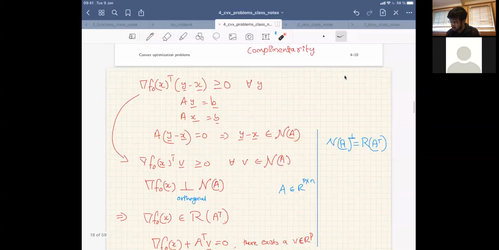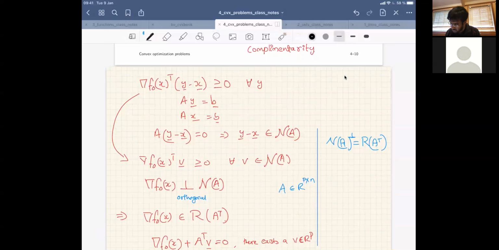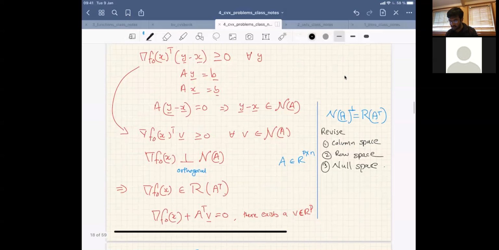Here I would ask you to revise the linear algebra concepts like column space, row space, null space, etc. It's not possible to teach that here, so this is a prerequisite. So y minus x has to belong to the null space of A, which means if you pick any element from the null space of A and multiply with A, that has to give 0.